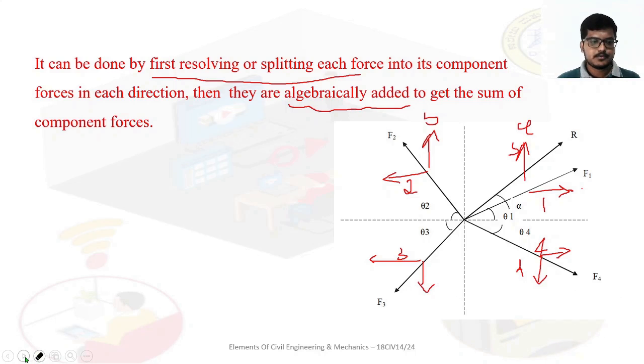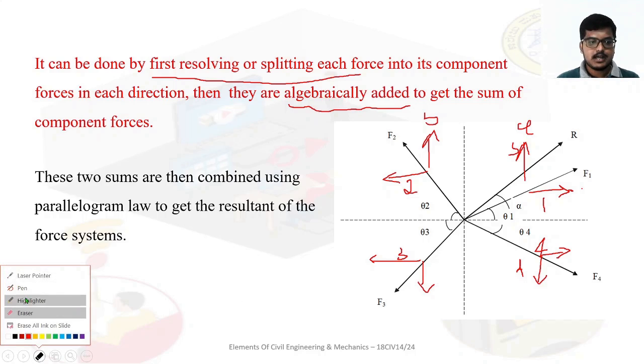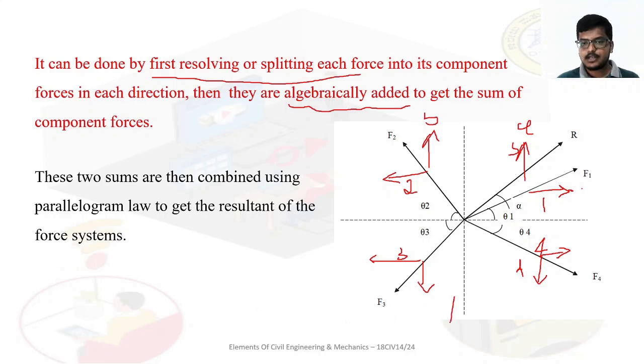See now, these two sums are then which sums? That resultant RH, the resultant in horizontal direction, and the resultant in vertical direction. These two sums are then combined using parallelogram law to get the resultant of the force system.